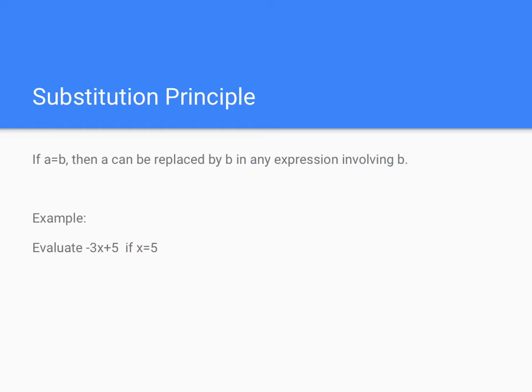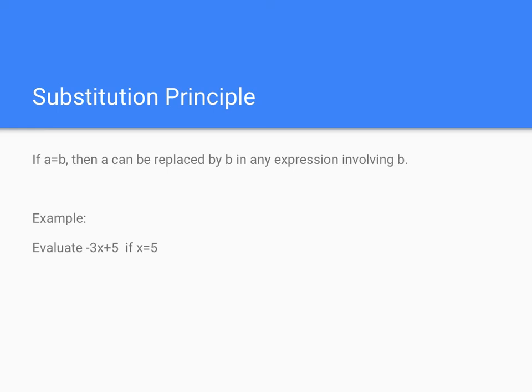The last subtopic we will have with algebraic expressions is the substitution principle. It's rather straightforward and says, if A equals B, then A can be replaced by B in any expression involving B. This substitution principle allows us to evaluate expressions when we set a certain variable equal to a specific value.